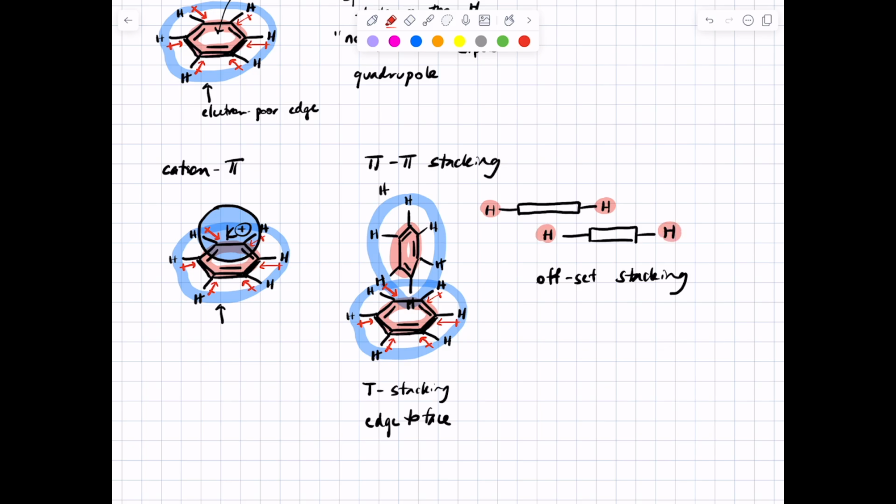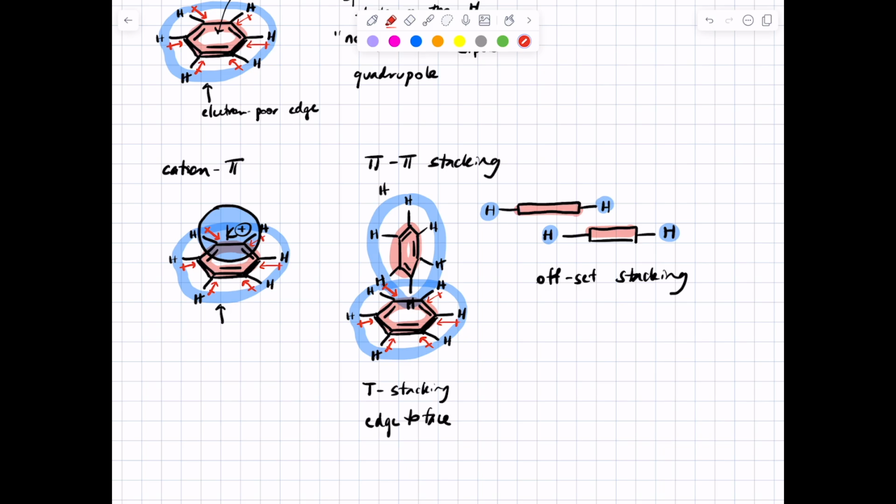The electron-poor hydrogens on one ring are over the electron-rich face of the other ring, and vice versa. And this kind of thing is actually also happening in DNA. Base pair stacking in DNA takes advantage of this. What you don't see for benzene rings is full-on face-to-face stacking, like a hamburger or a Big Mac, because the rings repel each other. The electron-rich faces would repel each other.